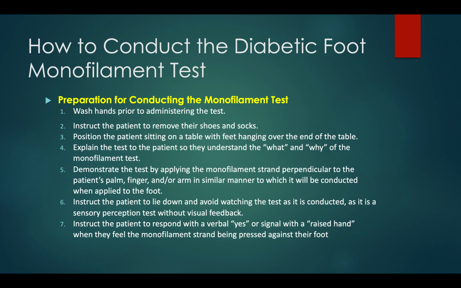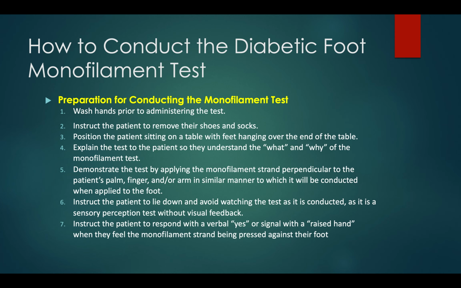So, how to conduct a diabetic foot monofilament test? Prior to the test, to help you get prepared to actually administer it, it's important to practice proper hygiene when touching another individual. Wash your hands prior to administering the test. You will take this time to instruct the patient to remove their shoes and socks, and then position them sitting on the end of a table with their feet hanging over the end of the table.